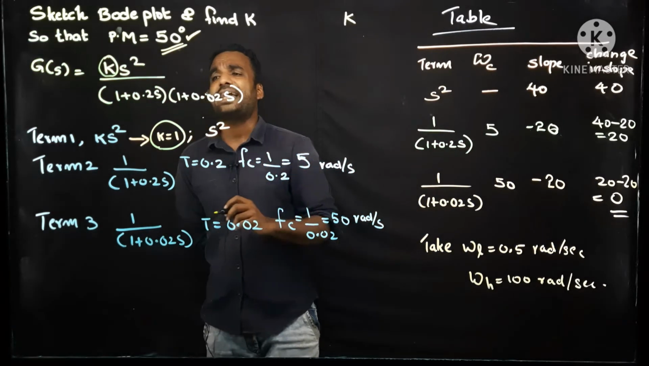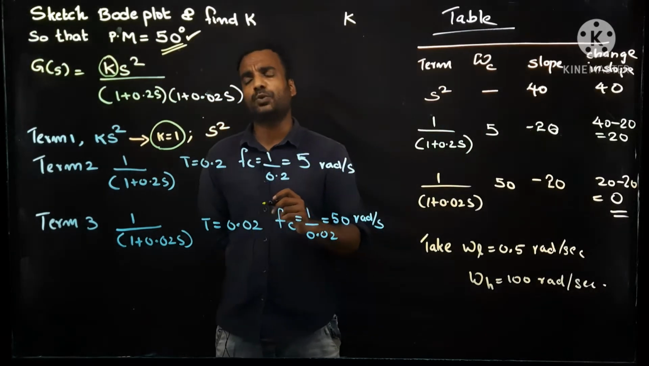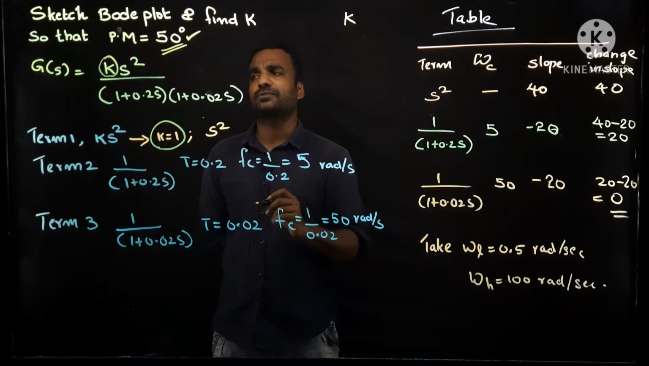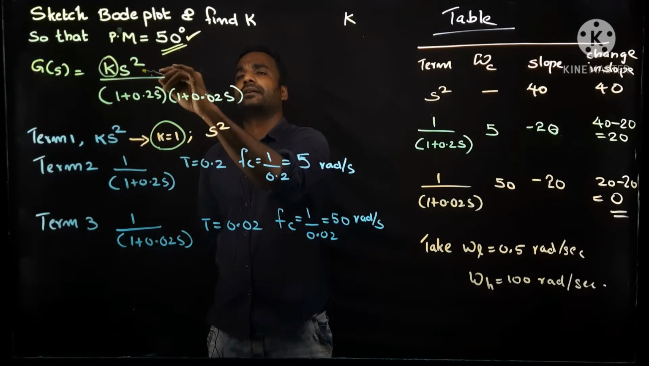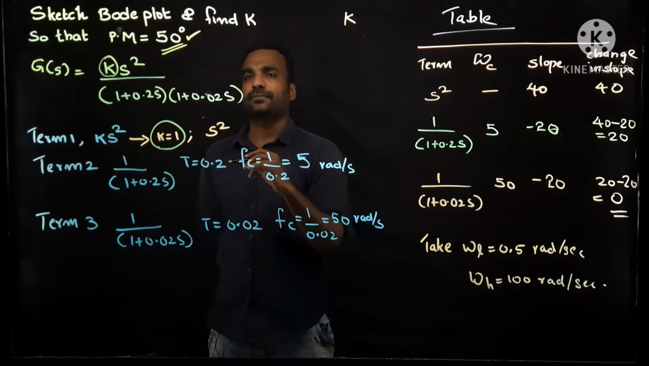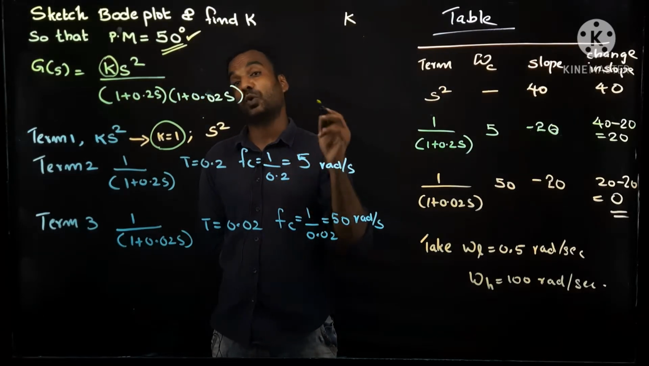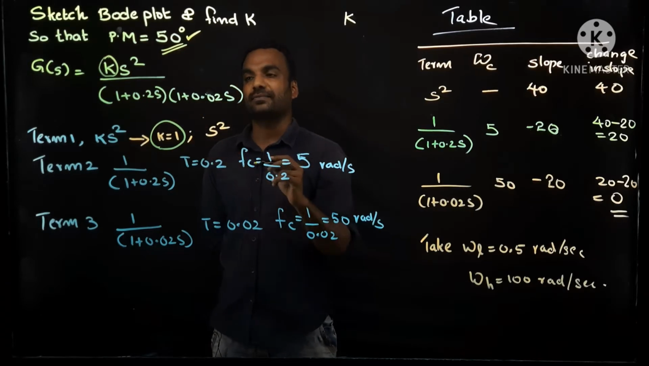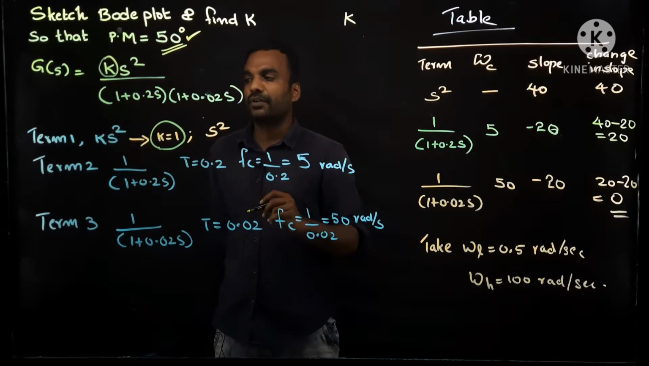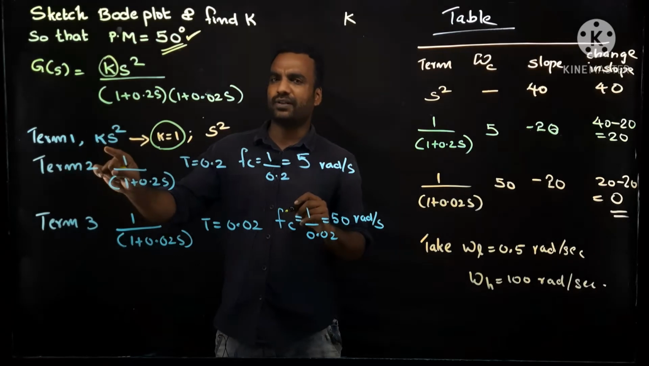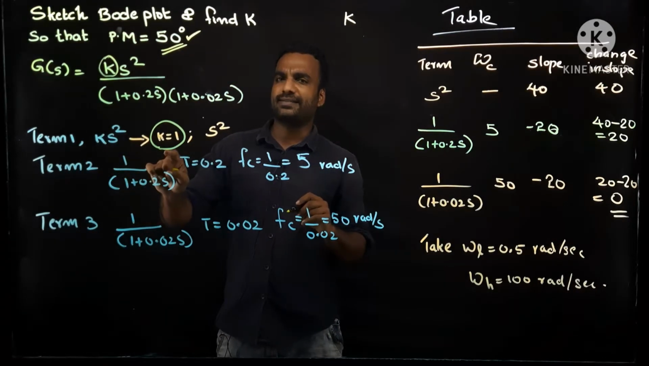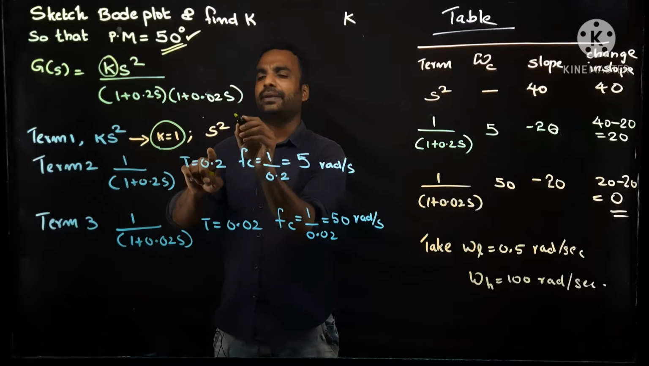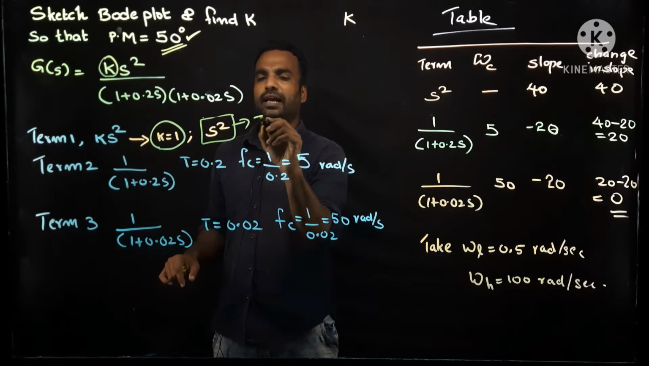So this is the question: k s square by (1 plus 0.2 s) into (1 plus 0.02 s). So s square is in the numerator, so it is a differential term with square, and 2 poles are there in the denominator. The first term is k s square. Initially we are taking k equal to 1, so the term will be s square. First term is s square.